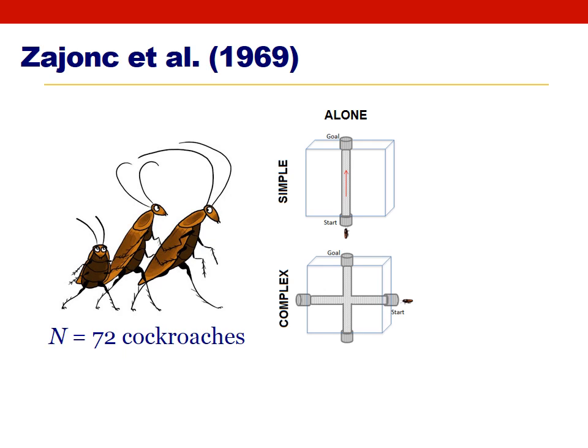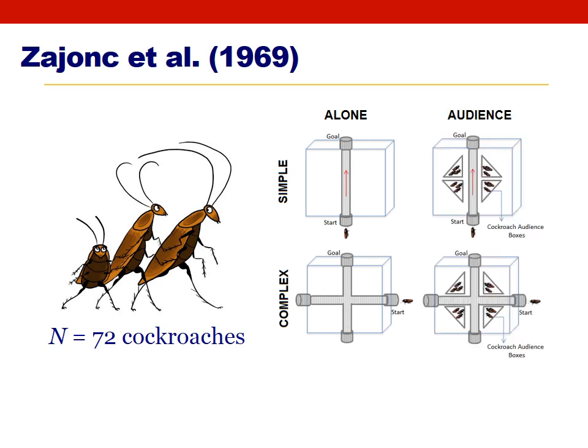Then he went and built two more mazes. He built another simple maze, and he built another complex maze. But in these mazes, what he did was he built in little windows, so that when a cockroach ran through the maze, they were actually doing it in front of an audience of other cockroaches.